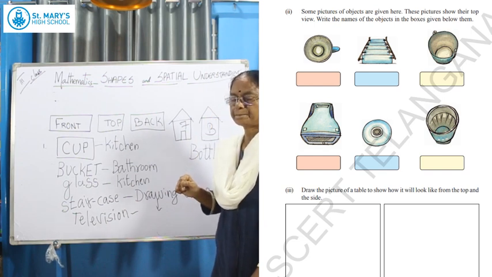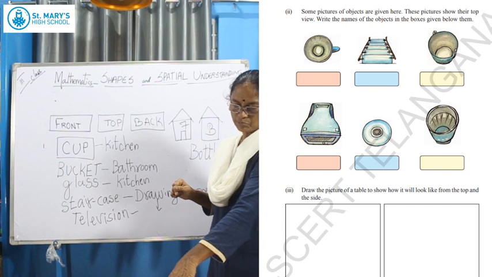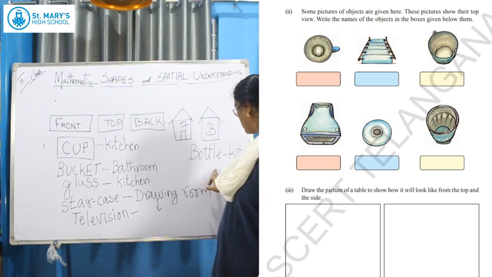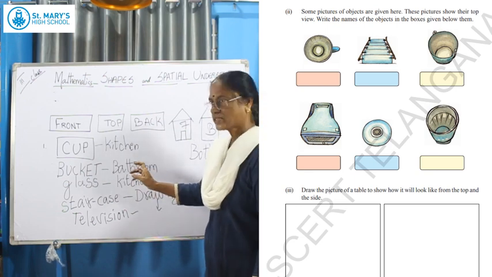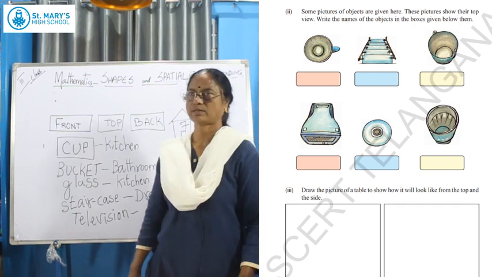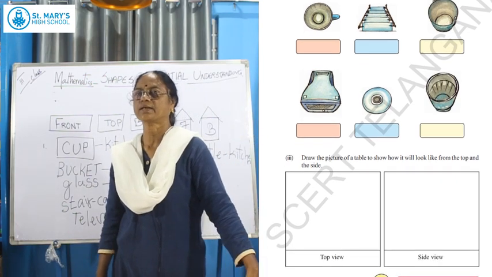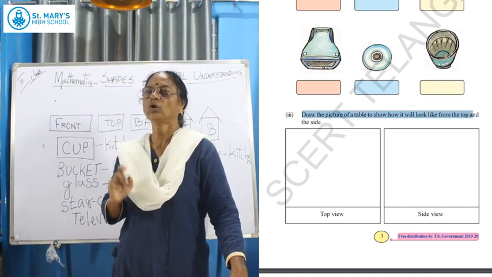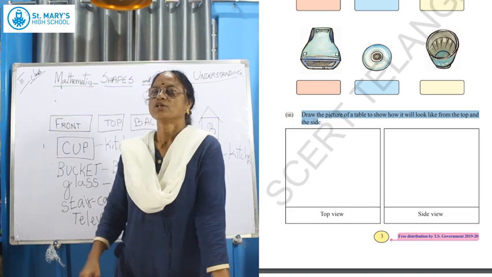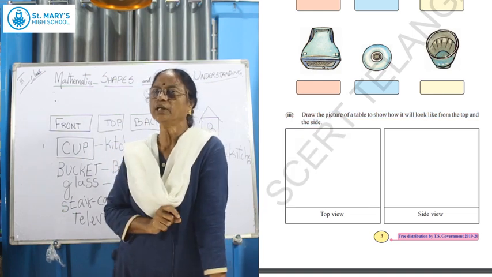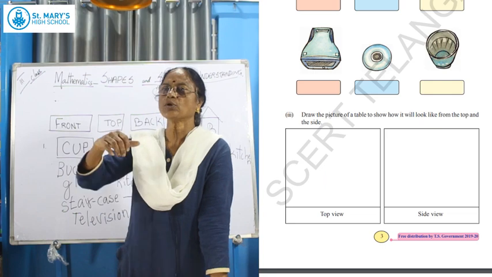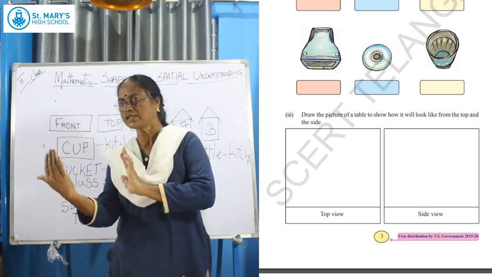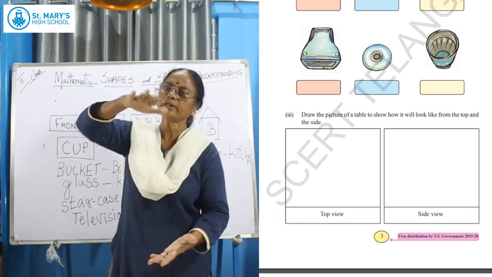See there, what do you have there? Bottle, that's the bottle, B-O-T-T-L-E, bottle, kitchenware. Next one is glass, G-L-A-S-S, glass. So, your homework will be to draw the pictures of a table to show how it will look from the top and the side, side view and top view.